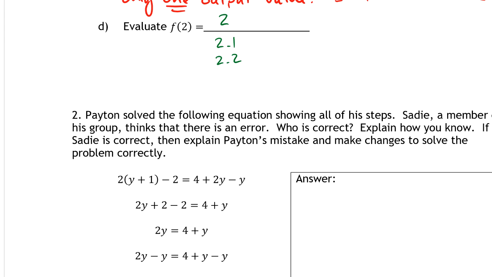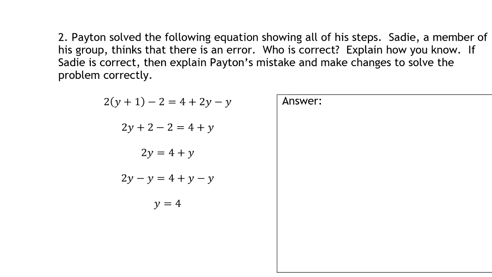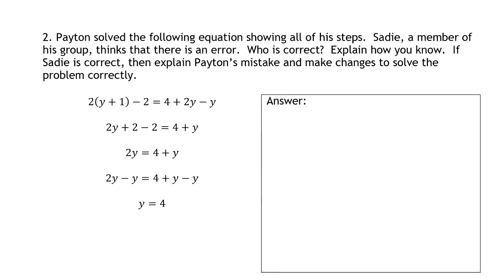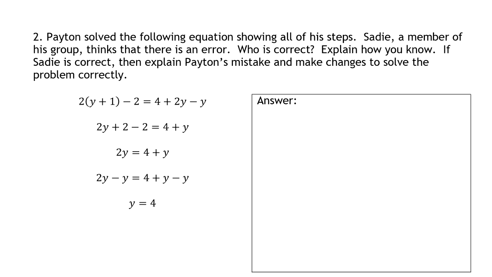The next question says, Peyton solved the following equation. Solve the following equation showing all of his steps. Sadie, a member of his group, thinks that there is an error. Who's correct? Explain how you know. If Sadie is correct, then explain Peyton's mistake and make changes to solve the problem correctly.